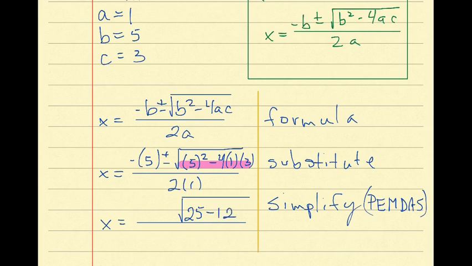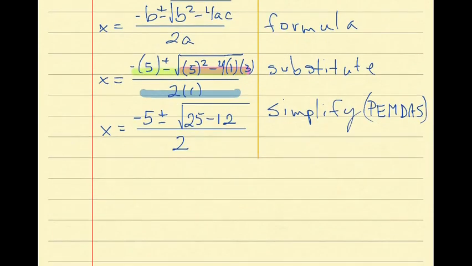Fraction bar is a grouping symbol too. Notice this is a group. Notice this is another group. We will simplify within those groups. 2 times 1 is 2. Negative 5 plus or minus. There's a simpler way to say what I've written there. You write it like this. And I have another simplification step that's going to happen here. The numerator is simplified. The denominator is simplified. The numerator has a radical sign that has not been simplified.